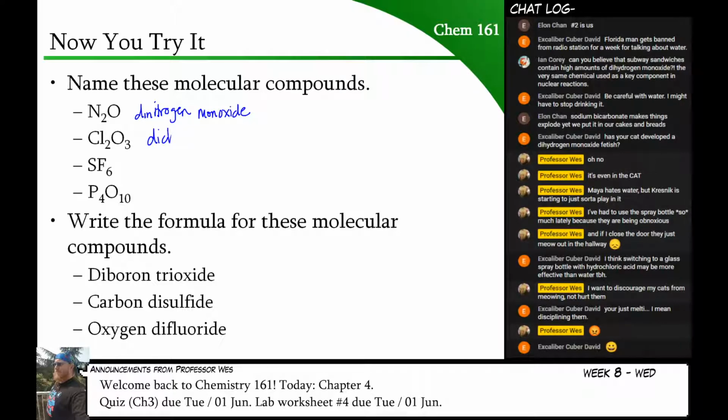So we got dichlorine. Be careful with that. Don't put dichloride because chlorine is the first element. Trioxide. Then we got SF6, which is sulfur hexafluoride. And then P4, tetraphosphorus. And then 10 is decoxide. There you go.